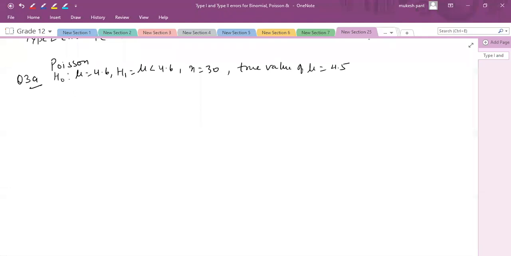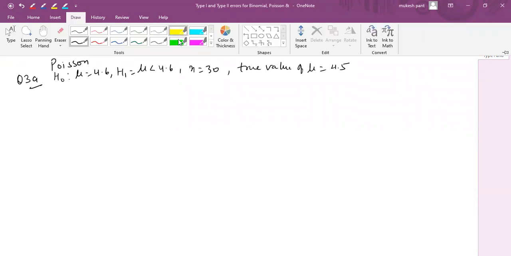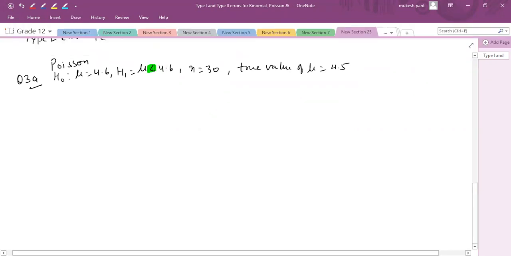Yes, guys, if you look at question number 3, part A, this is based on Poisson distribution. Here the mean is given. In the null hypothesis the mean is 4.6. In the alternative the mean is less than this 4.6, which is very important, and the true value is given.